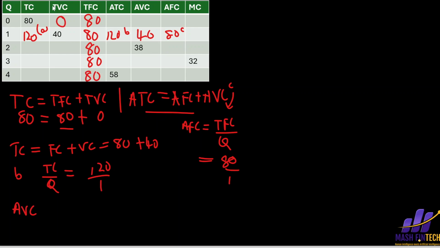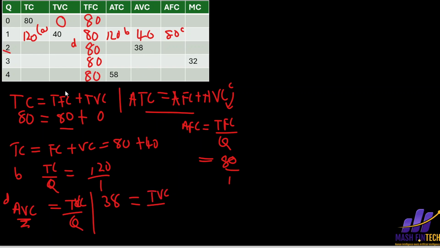I'm going to call total variable cost D. So D here, the average variable cost, is equal to the total variable cost over the quantity. We are given the average variable cost is 38. This value is given as 38, which equals the total variable cost over the quantity.